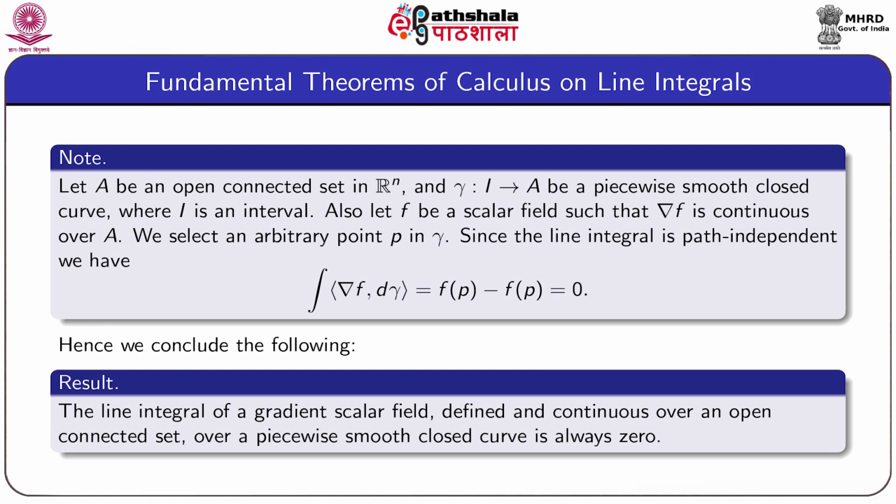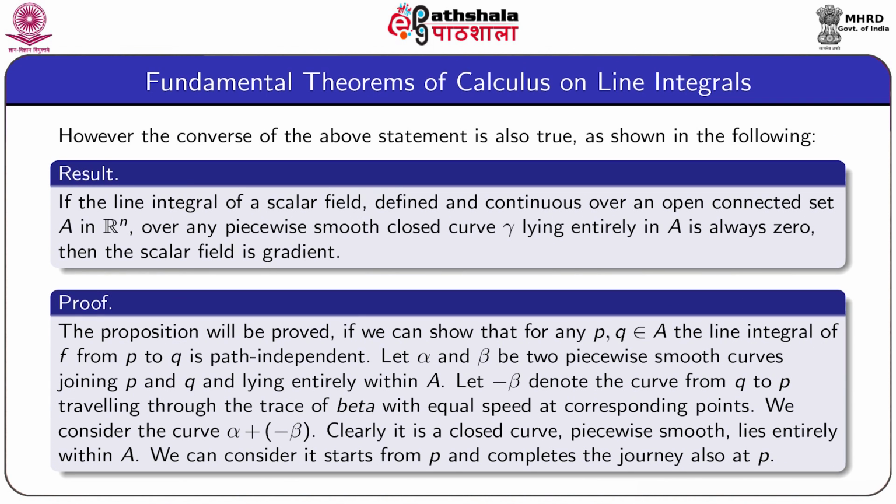Note that here we have considered γ a closed curve. Hence, we conclude the following result. The line integral of a gradient scalar field defined and continuous over an open connected set, over a piecewise smooth closed curve, is always 0. However, the converse of the above statement is also true. We show it in the following result.